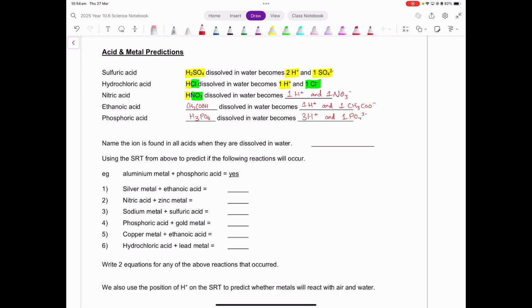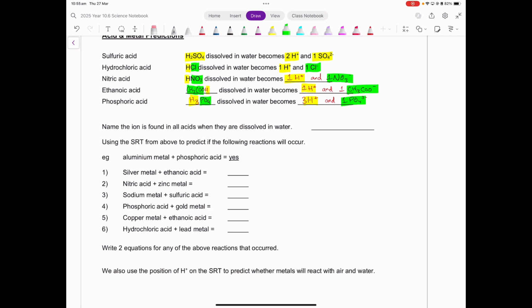Now, what do all of these share in common? What do they all share in common when they dissociate in water? Any ideas? They all share one element, which is hydrogen. And so the name of the ion found in all acids when they're dissolved in water is hydrogen. Notice how I'm putting this in bold, and I'm going to circle it as well.